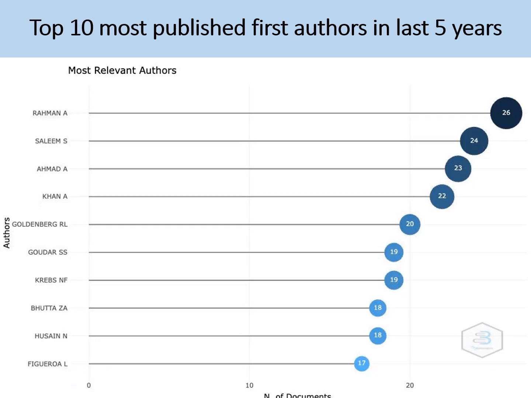So now looking at the top 10 most published authors in the last 5 years, we can see 26 publications are from Rahman A and Salim A, 24, Ahmad A is 23, Khan A, 22, and so on. They are very closely lying. So these are highly publishing, clinical trial publishing authors. So it means they are actually conducting clinical trials so many. And there is Zulfikar Ali Bhutta, and almost all are within a difference of 2-3 numbers.